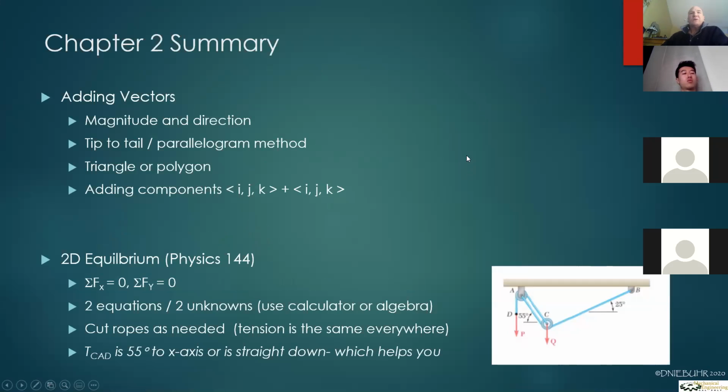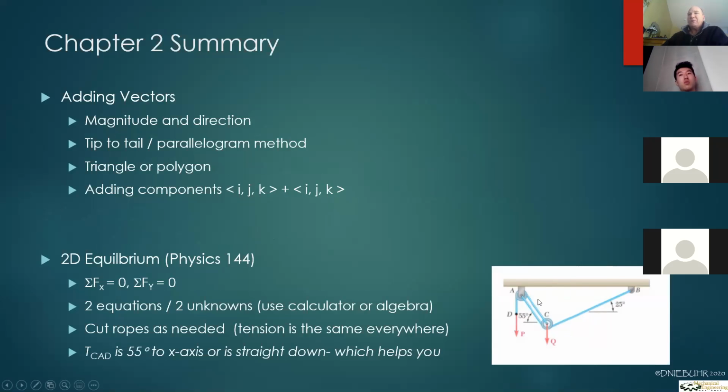Then you went on to the 2D equilibrium, so physics 44 stuff, and you saw how you're gonna sum the forces in the X, sum the forces in the Y. So we have 2 equations, 2 unknowns, and then one of the questions I did want to bring up is that the last couple homework problems, and this is something you've probably seen before, the problem where you have this pulley, the picture I have here, that's problem number 9.